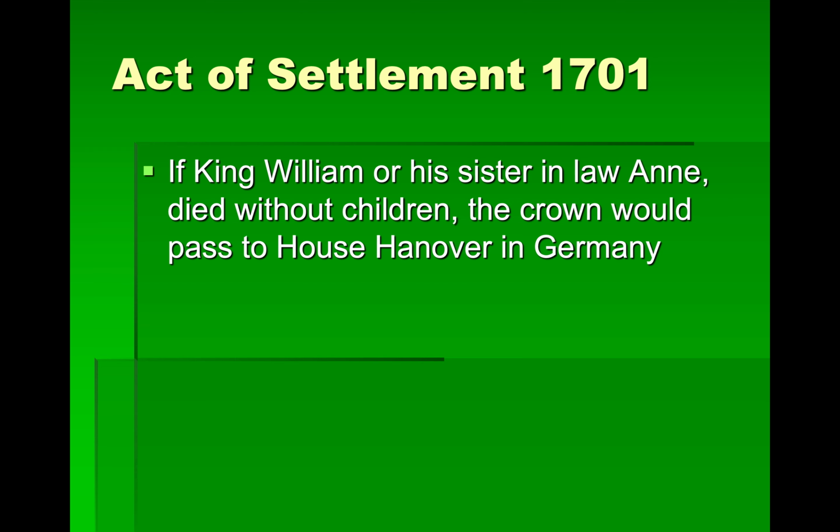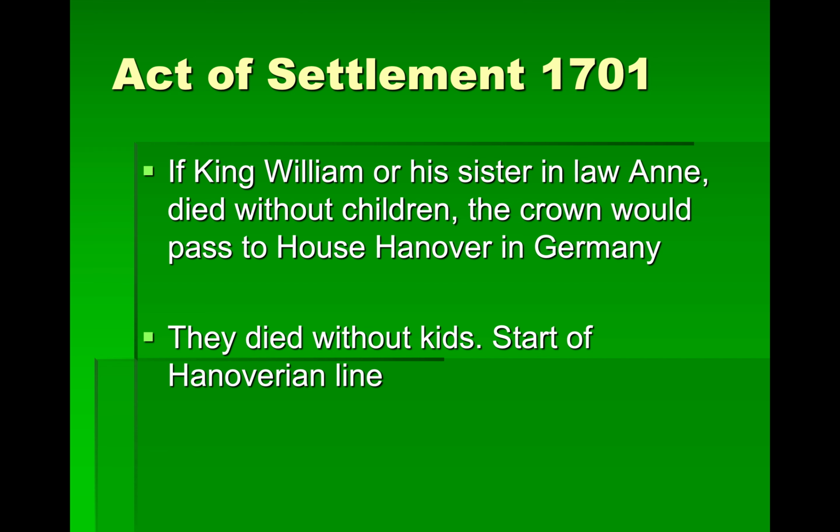All right. We're also going to see the Act of Settlement in 1701. If King William or his sister-in-law Anne died without children, the crown would pass to House Hanover in Germany. And they did die without kids, and so we will eventually see the start of the Hanoverian line, and that will be George the First and a new line of monarchs.